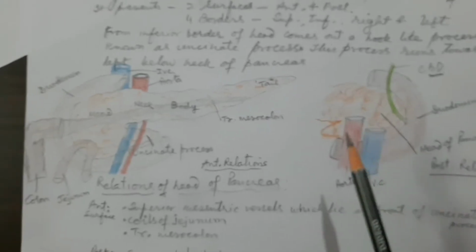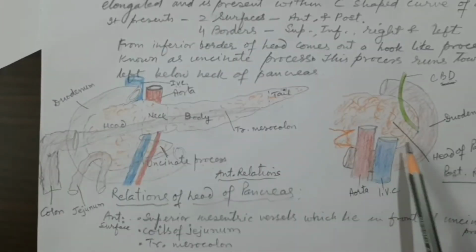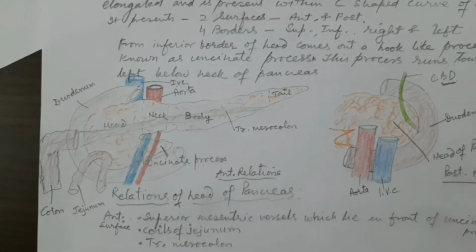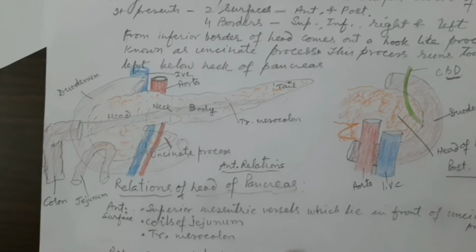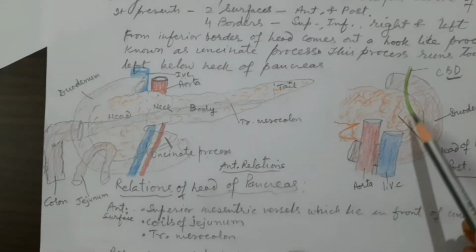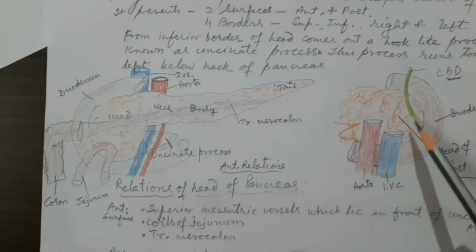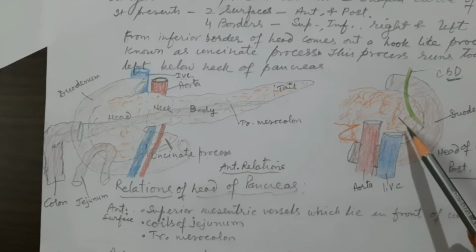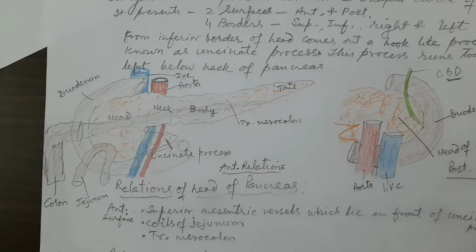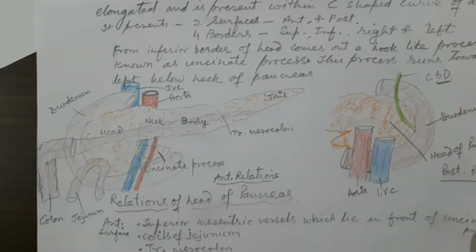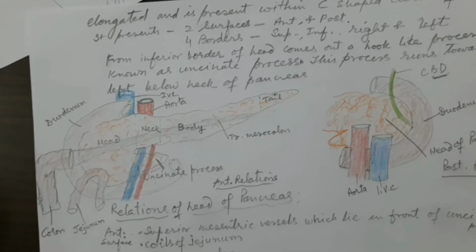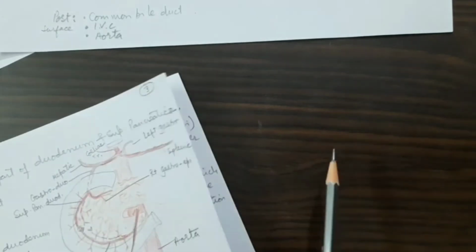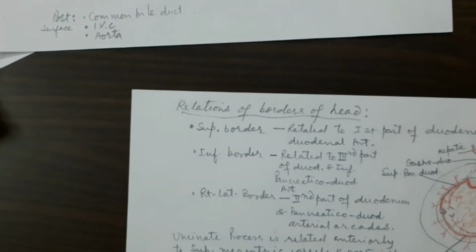So these are the relations of the anterior surface and the posterior surface of the head of the pancreas. These are very important, and when I teach you the applied anatomy for cancer or carcinoma of the head, you should keep these important relations in mind. Let us go to the next page, where we will further learn other relations of the head of the pancreas.